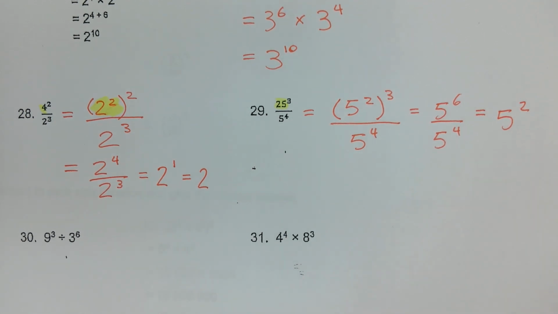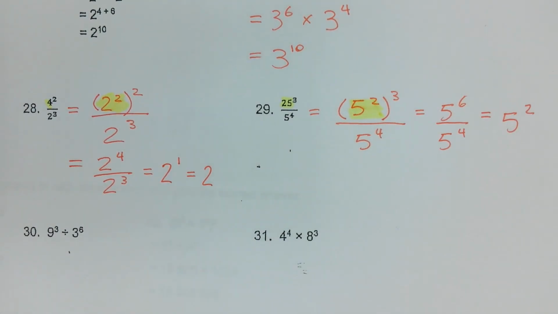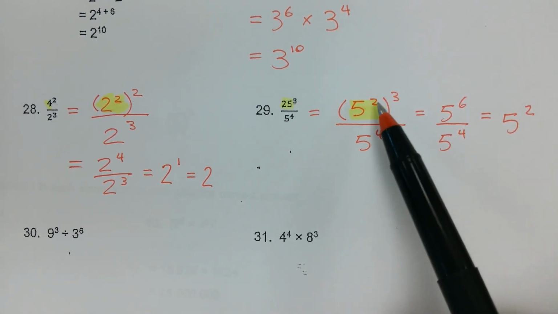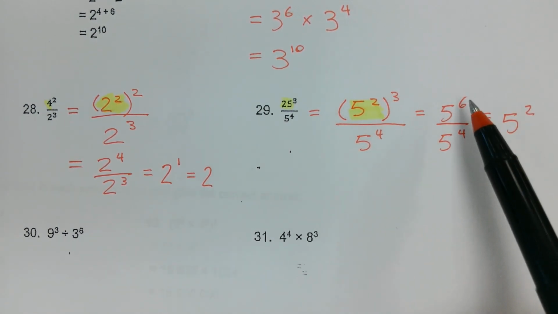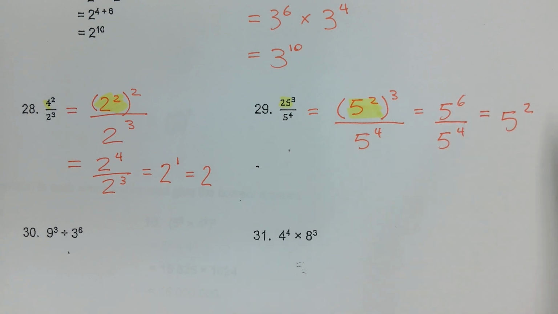All right, so she rewrote the number 25 as just 5 squared. And then you multiply the exponents. Since you're dividing, you subtract the exponents, and that's how you get the 2.